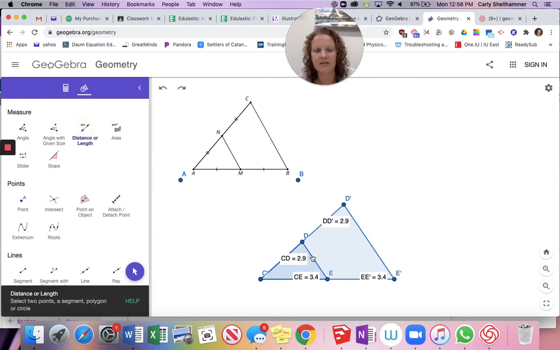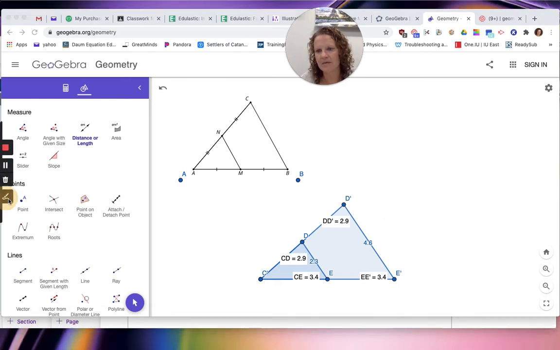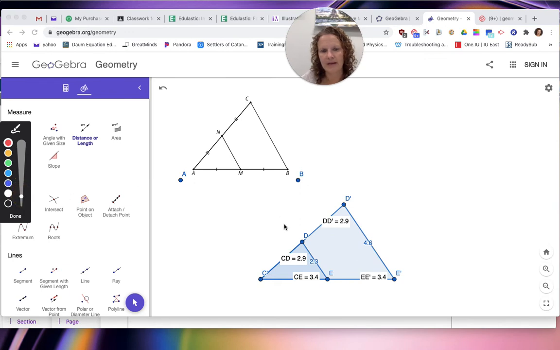If I measure DE, it's 2.3, therefore D prime E prime should be 4.6. Woohoo, it worked. Okay, so that doubled. And that means that if CD is 2.9, then C prime D prime is 2.9 times 2.